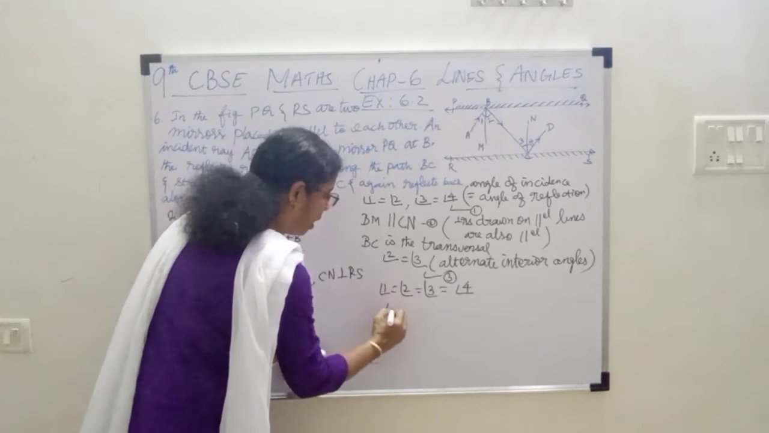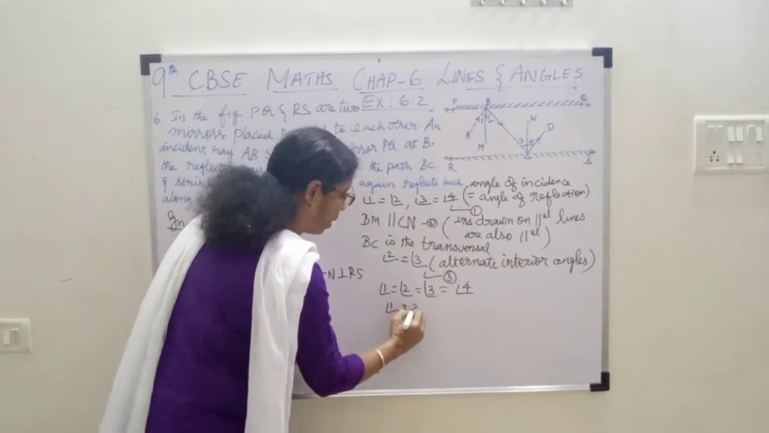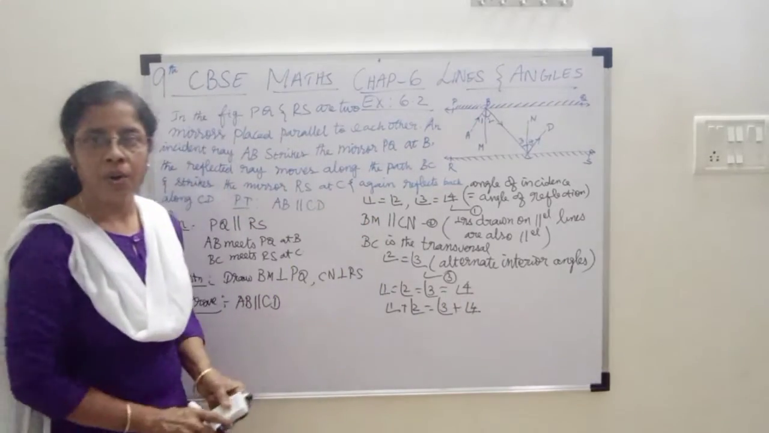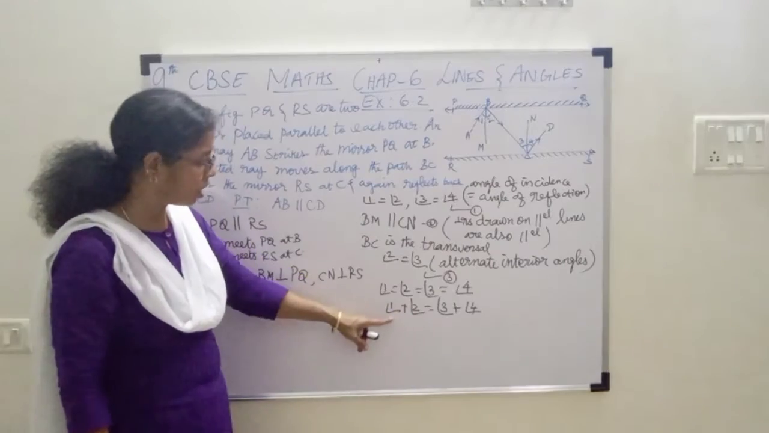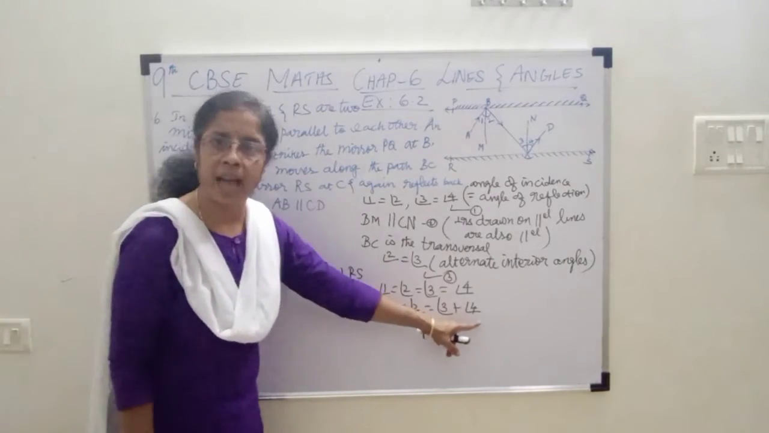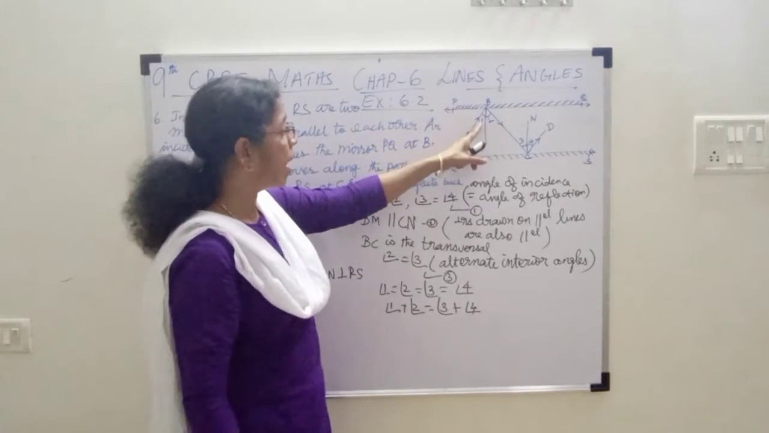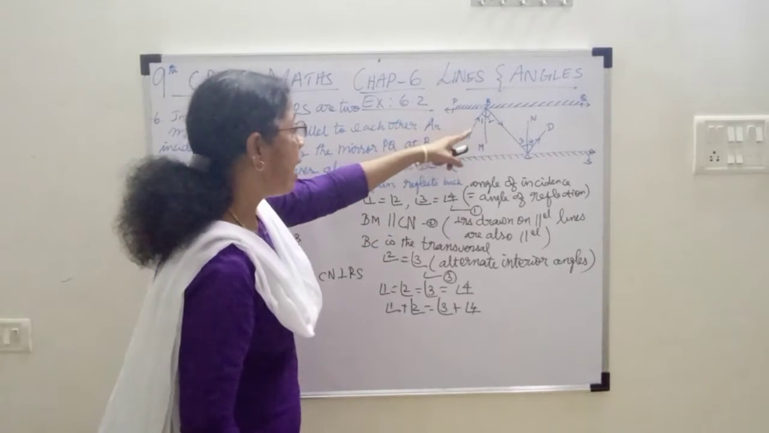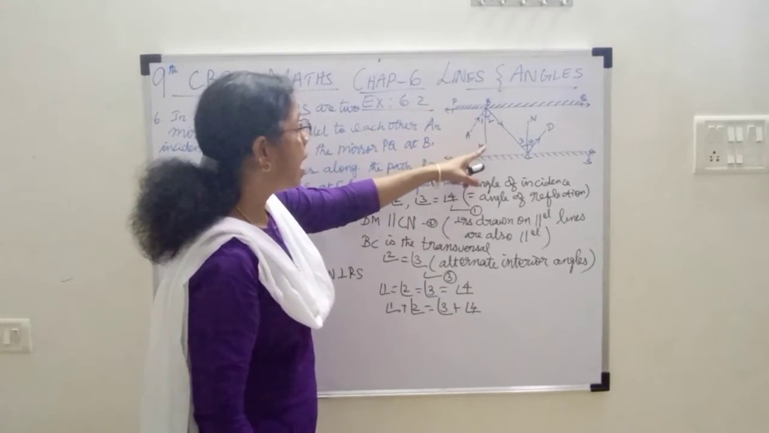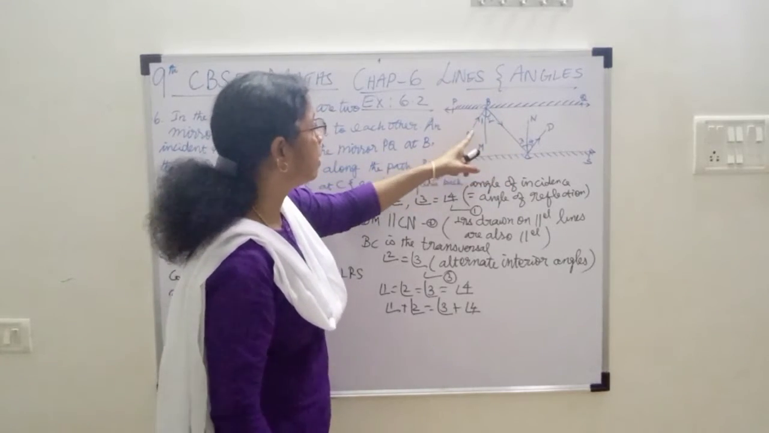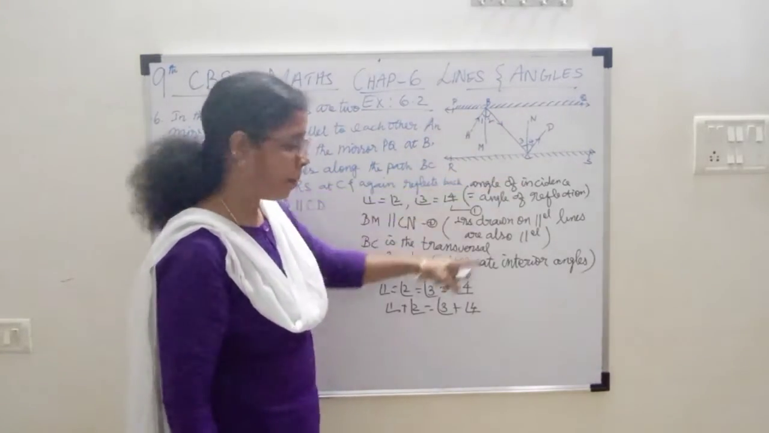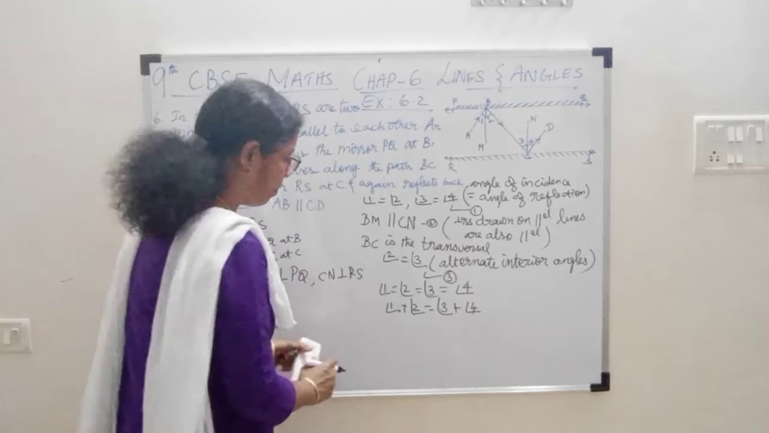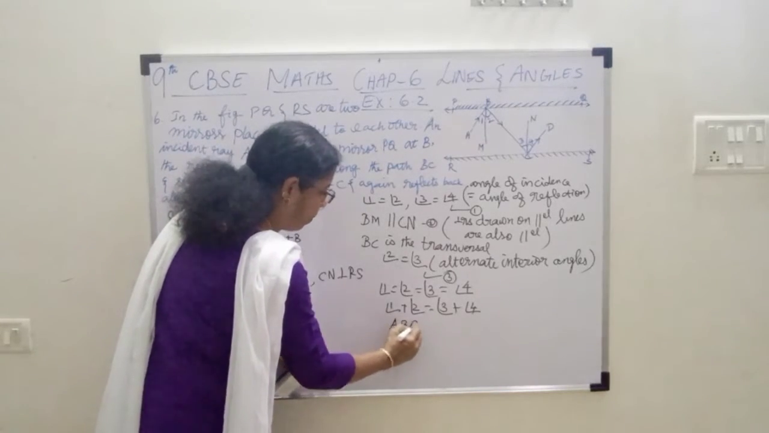Now, let us add angle 1 and angle 2. If you add angle 1 and angle 2, it will be the same as angle 3 plus angle 4. Both are equal, no? So if you add angle 1 plus angle 2, instead of angle 1 you can write angle 3, instead of angle 2 you can write angle 4. Now, see the figure. If you add angle 1 plus angle 2, what will you have? Angle 1 is ABM, angle 2 is angle BMC. That is nothing but angle ABC.